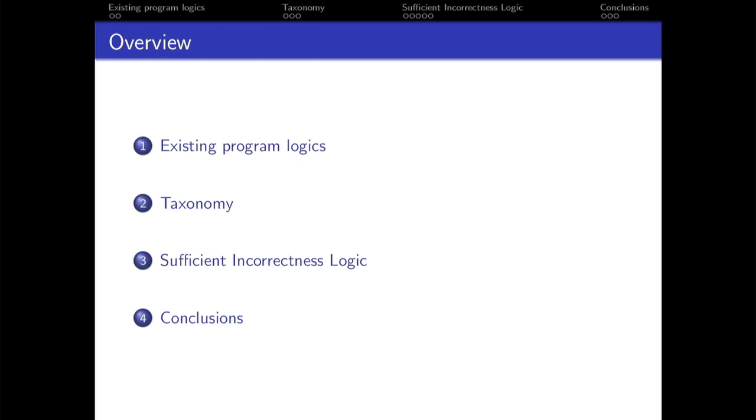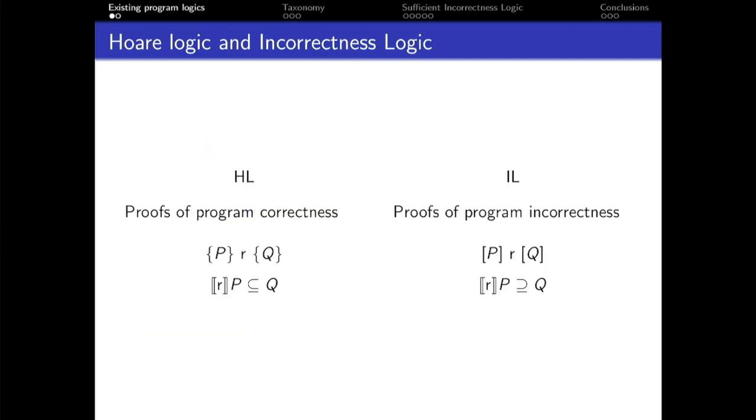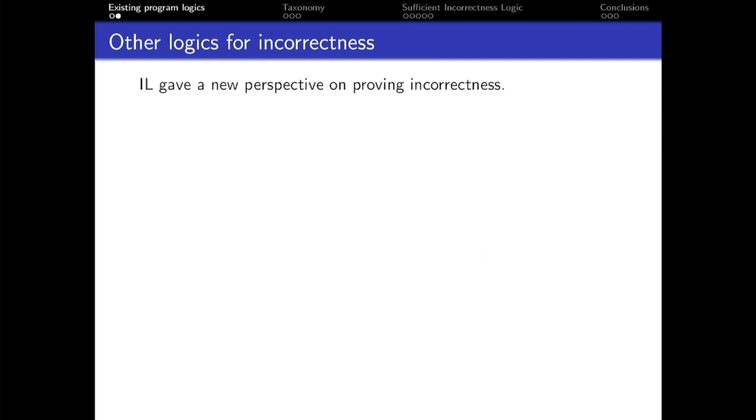So just to briefly start and to fix the notation, we have Hoare logic for program correctness. I use this notation, the semantics of R, for the postcondition of the program R. So Hoare logic can prove correctness by saying that Q, the postcondition, is an over-approximation of the program semantics applied to P. Dually, incorrectness logic takes the same program semantics applied to P, but takes Q as an under-approximation. And in this way, it can prove real bugs in the program, and so it can prove incorrectness properties.